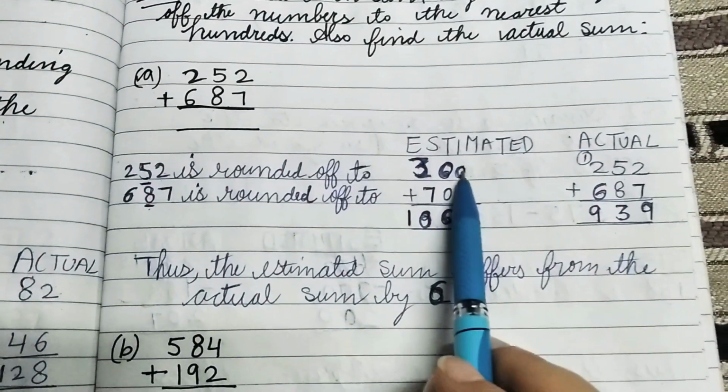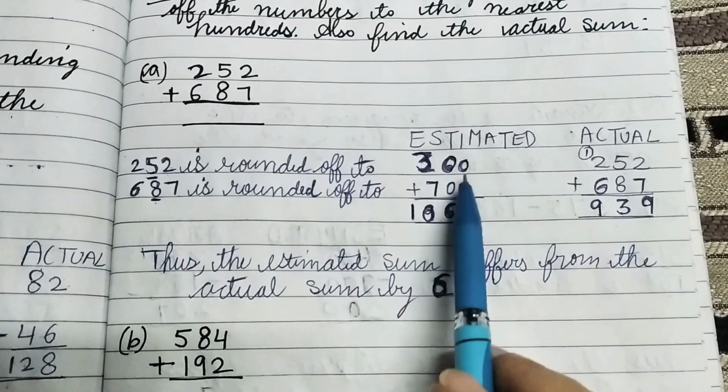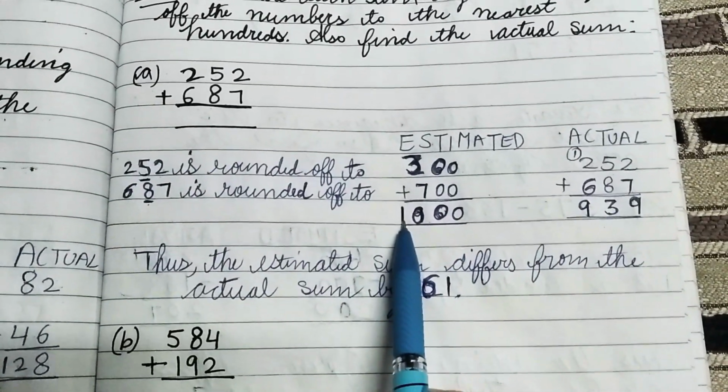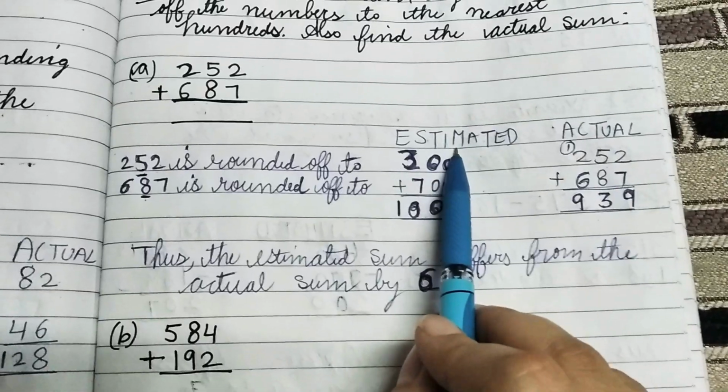My estimated sum is 0 plus 0, 0. 0 plus 0 is 0. 3 plus 7 is 10. My answer is 1000. That is the estimated sum.